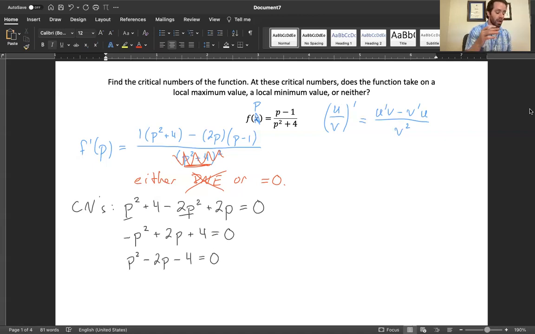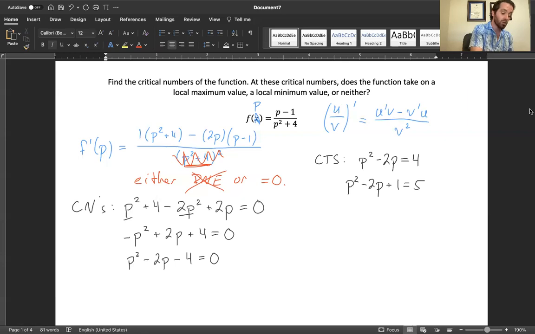equals 0. Okay, so now I have to go and find the critical numbers here. This is going to be a little bit inconvenient because I don't think this is going to factor. I tell you what I'll do. I will complete the square. I'll do p squared minus 2p equals 4. So, and then cut the negative 2 in half. That's negative 1. Square it, add it to both sides. That's p squared minus 2p plus 1. That'll be equal to 5.